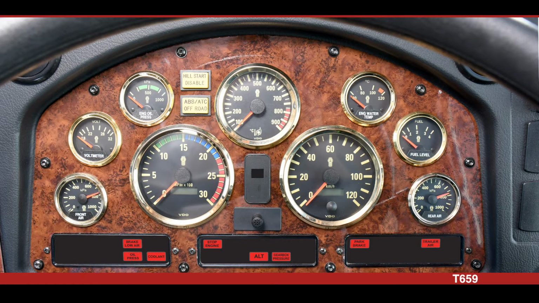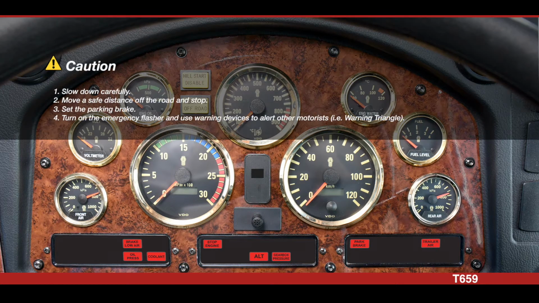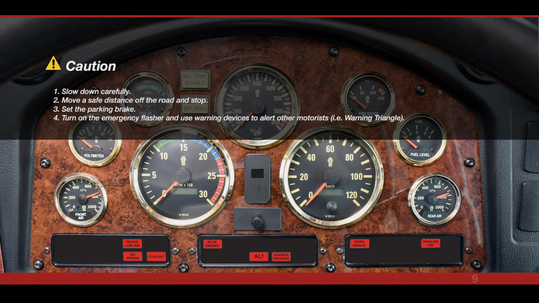Always remember, if the lamp warning module buzzer sounds while driving, or if one of the red lights come on, indicating a failure has occurred in an important system, the following procedure should be initiated. Slow down carefully, move a safe distance off the road and stop, apply the parking brake, turn on the emergency flasher and use warning devices to alert other motorists.